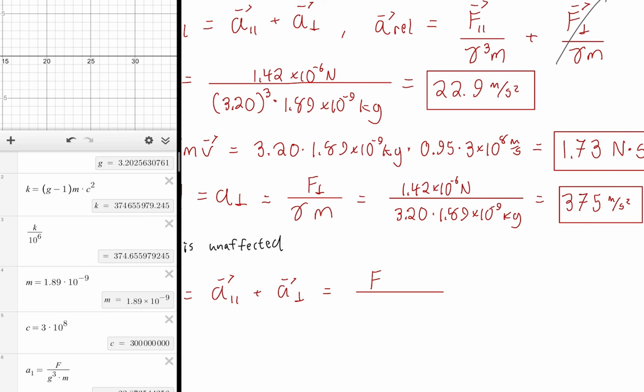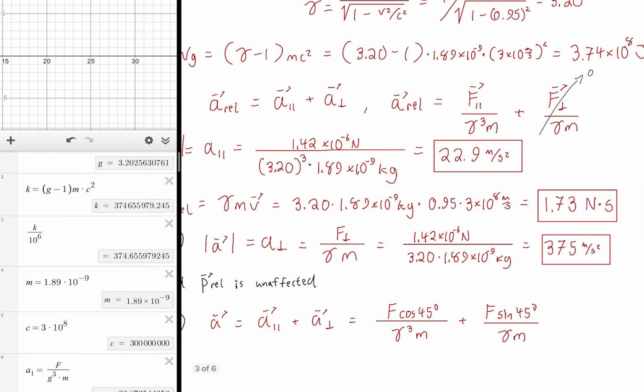If it was greater than 45 degrees, imagine the force was 70 degrees to the velocity, then you could figure out, with a sketch or with your mind's eye, which one is the perpendicular in terms of which one's bigger and which one's smaller. In this case, they're equal sized. So it'll just be F times cosine of 45. Could have just as easily used sine, of course. And then we have gamma cubed m. And then over here, we're going to have F sine of 45, and then gamma m.